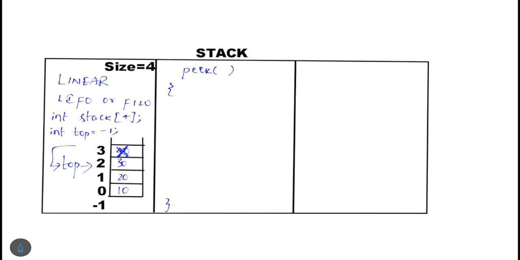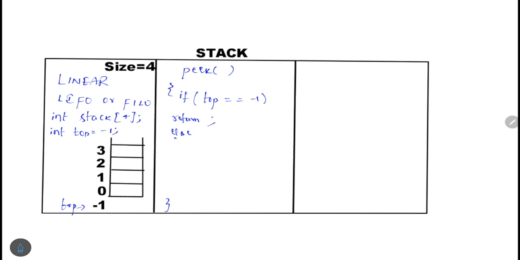For which we need to write a condition. What is the condition? If top double equals to -1, what does it tell us? Your stack is empty, right? If the stack is empty, it should be pointing to -1. So if top is equal to -1, we can't print. So we simply return from there.